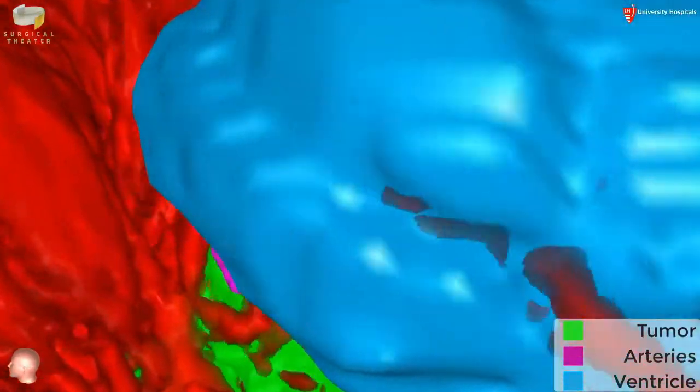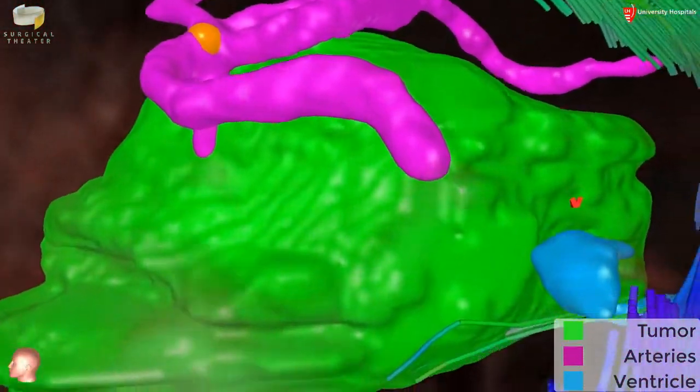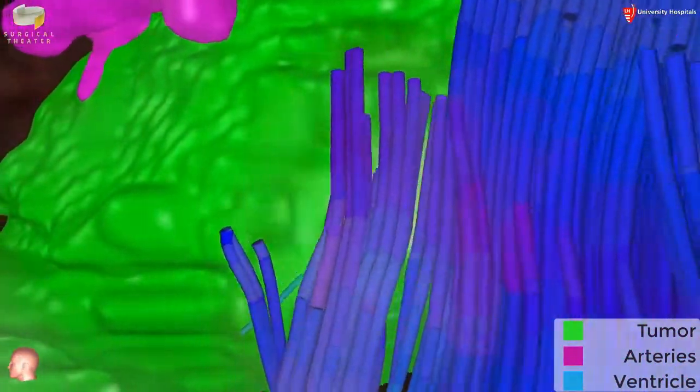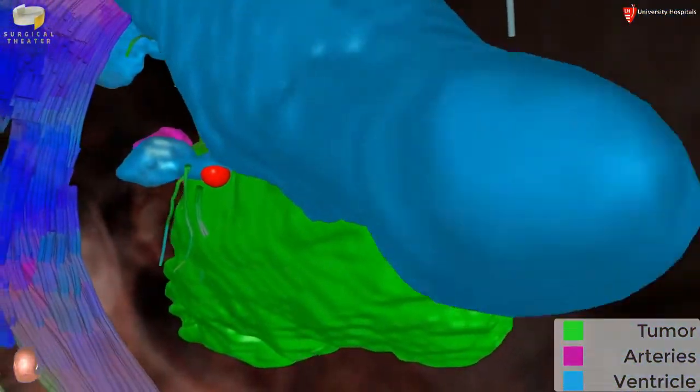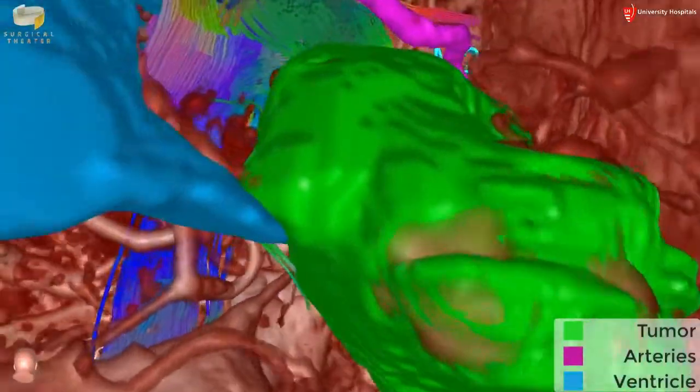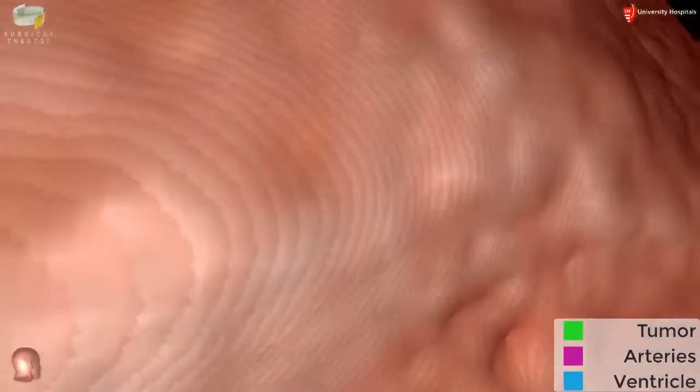In this case, we were able to use SyncAR to delineate the ventricle and the MCA branches, as well as the white matter tracts. We could use augmented reality to measure the distance from these structures to the tumor. So included here is operative footage of the tumor resection.